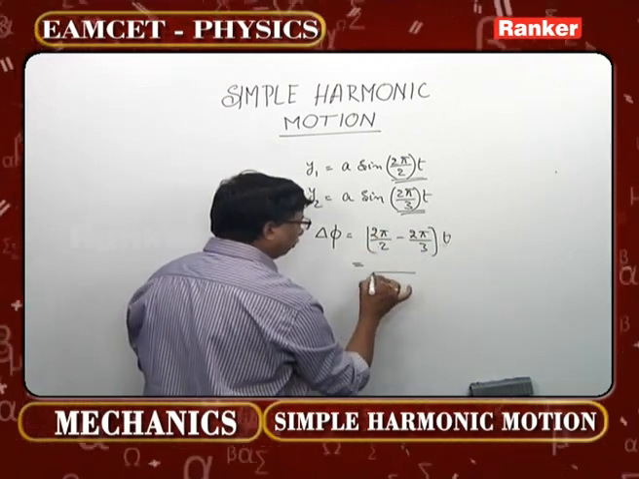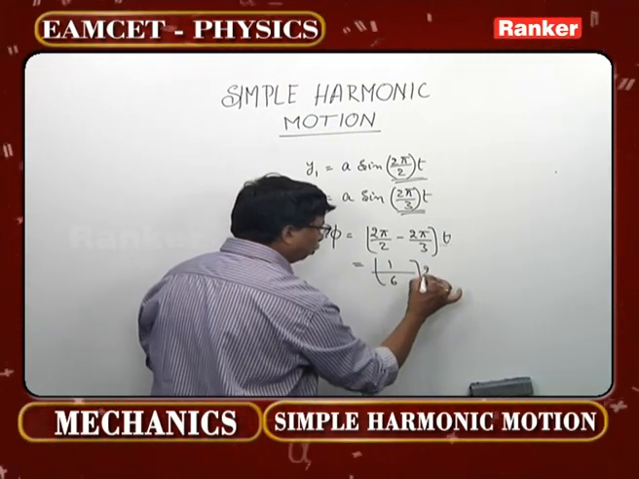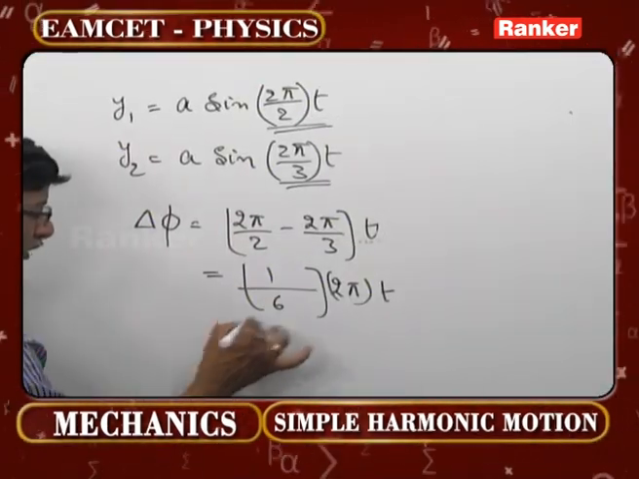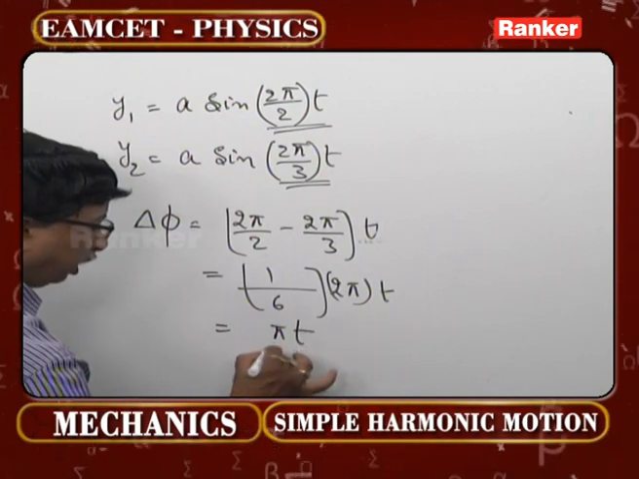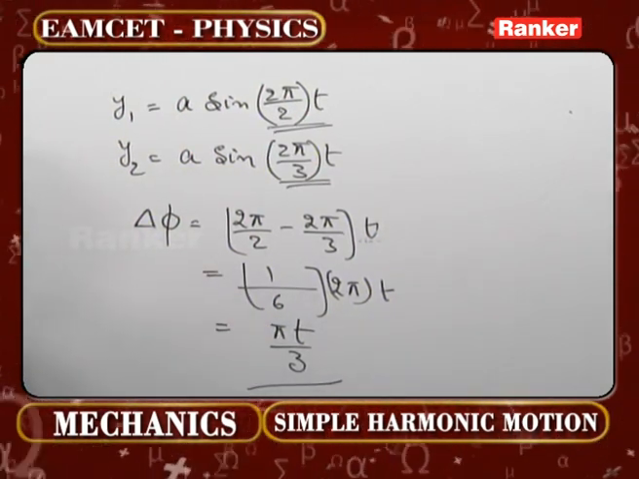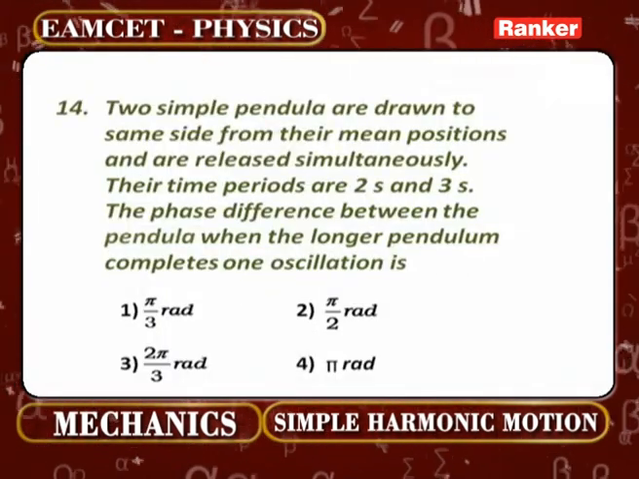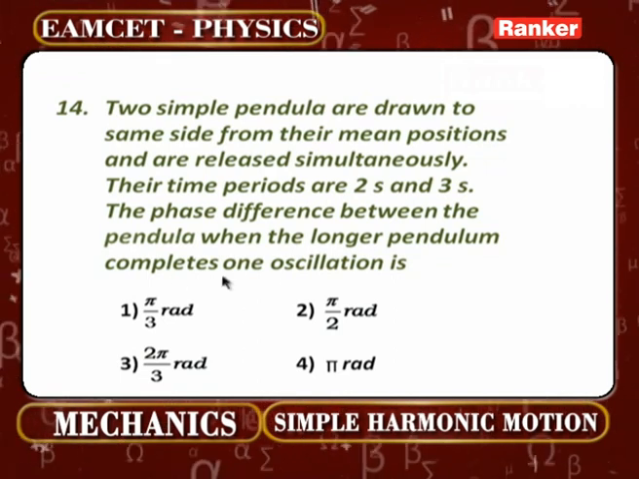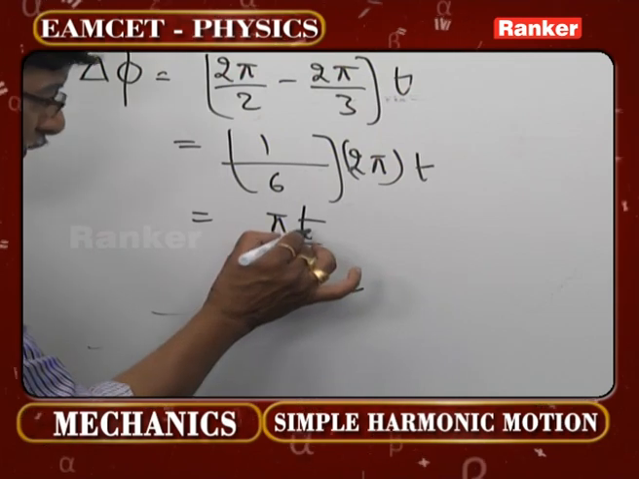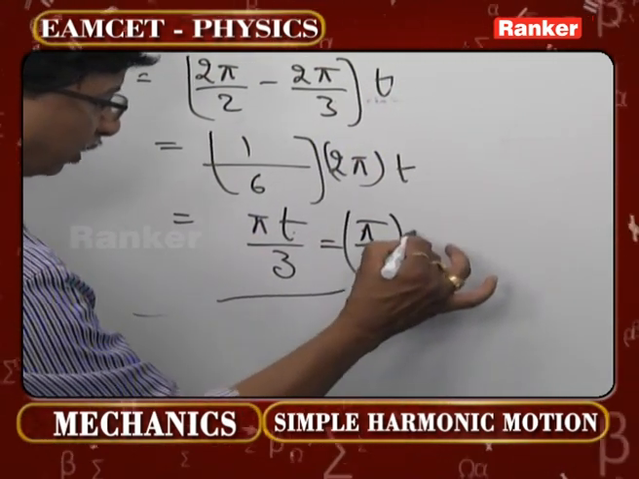Now 6 of course over here I can take up. This one of course 1 by 6 into 2 pi into the value of t. Fine. The point is that 2 getting cancelled, pi t by 3 I will get. Good. But what is the question? Carefully you look at. The phase difference between the pendula when the longer pendulum completes one oscillation. How much time is the longer pendulum taking, please? 3 seconds. So in place of this t, you should now take the value of its time period.